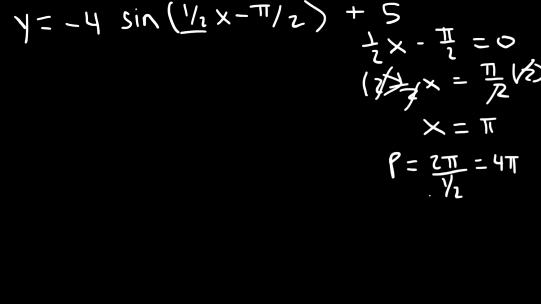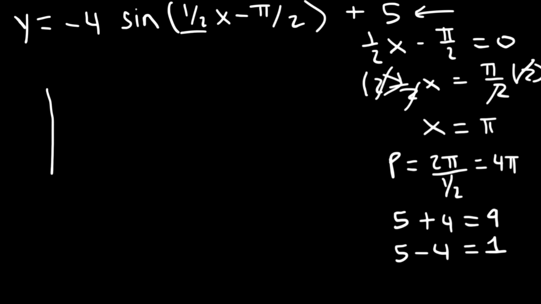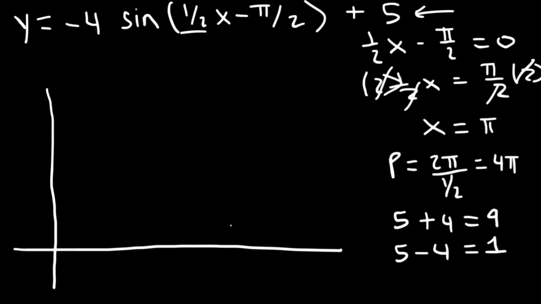Next, let's calculate the range. So the phase shift is 5, and we need to add the amplitude, which is 4. So the upper limit is going to be 9, and 5 minus 4 will give us the lower limit, which is 1. So the majority of the graph is going to be above the x-axis.